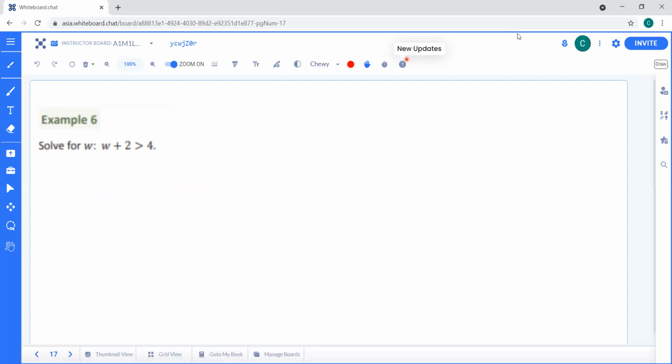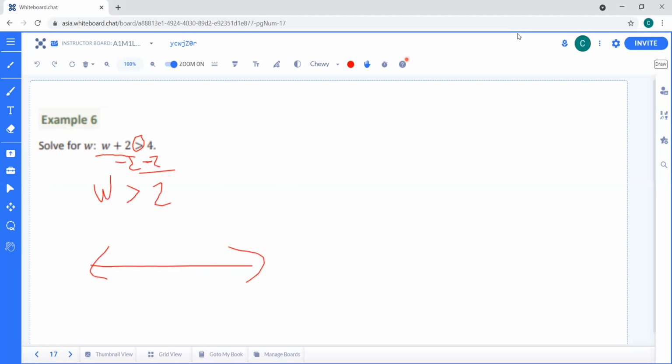All right, let's see here. Example 6. Solve for W when W. Okay. So here's our inequality. We can't make it equal 4. We have to make this side be greater than 4. Okay. So let's just do this. So W, we would just subtract 2. W has got to be greater than 2, right? If you subtract that from both sides, you'll get W is greater than 2.